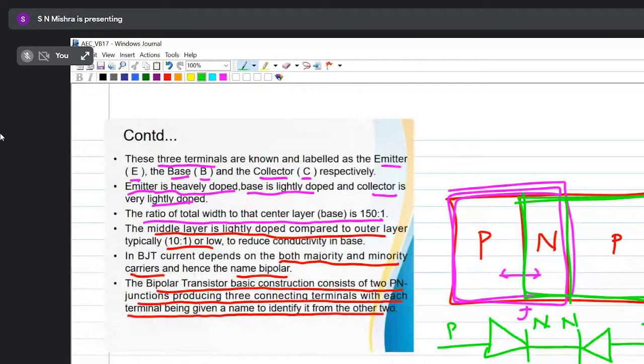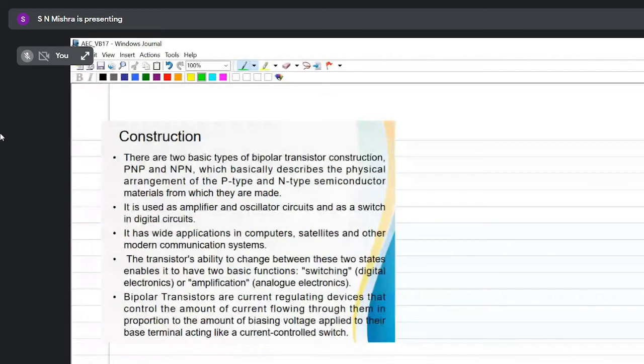Okay. So what are the points we have considered till now? The transistor is a three-terminal device: emitter, base, collector. The emitter is heavily doped and the base is very thin, 150:1 ratio. The doping ratio is 10:1. It is called a bipolar junction transistor or BJT because of two types of current, due to two types of carriers. And it has two junctions: the emitter-base junction and the collector-base junction.